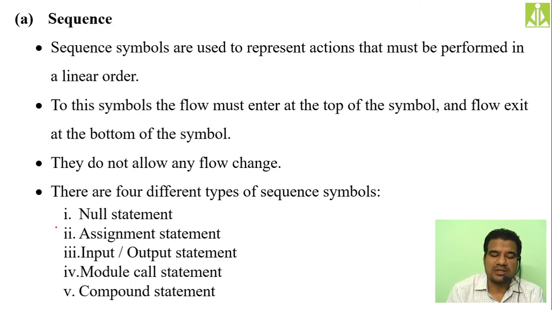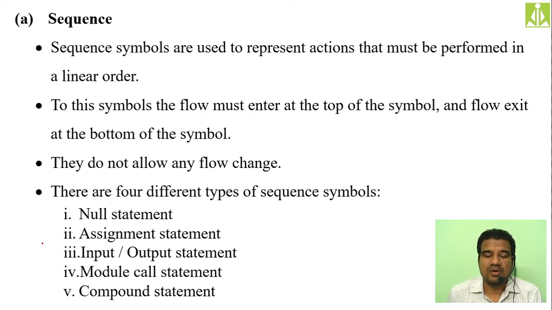Hopefully you understood. Then the first category of primary symbol, that is sequence symbol. Under this sequence symbol we have different types of sequence symbols, because sequence symbols will be executed only once, without skipping, without repetition. They will be executed exactly once. That's the reason we call these symbols sequence symbols. Sequence symbols are used to represent actions that must be performed in a linear order. There is no repetition, there is no jumping, there is no skipping.